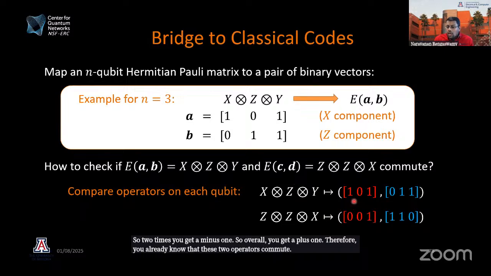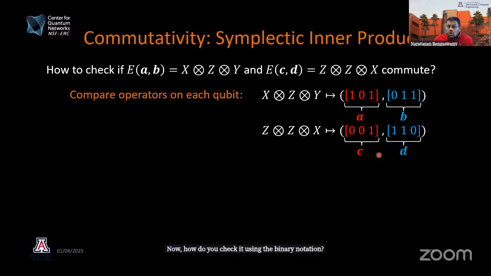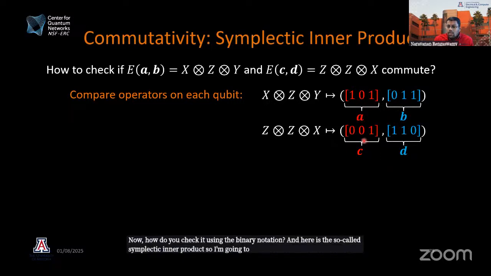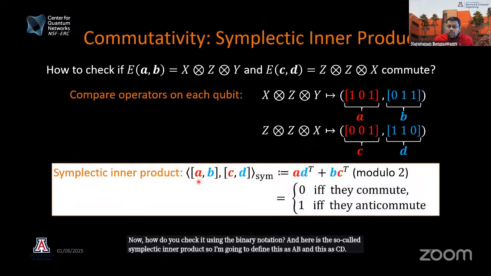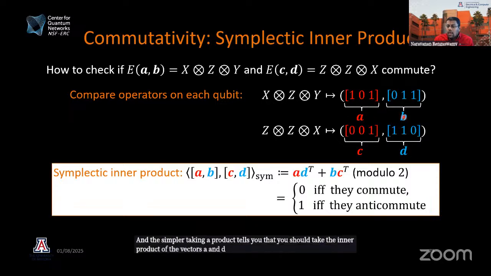Now, how do you check it using the binary notation? And here is the so-called symplectic inner product. So I'm going to define this as AB and this as CD. And the symplectic inner product tells you that you should take the inner product of the vectors A and D and the vectors B and C, and then sum them up modulo 2, meaning you're doing an XOR.